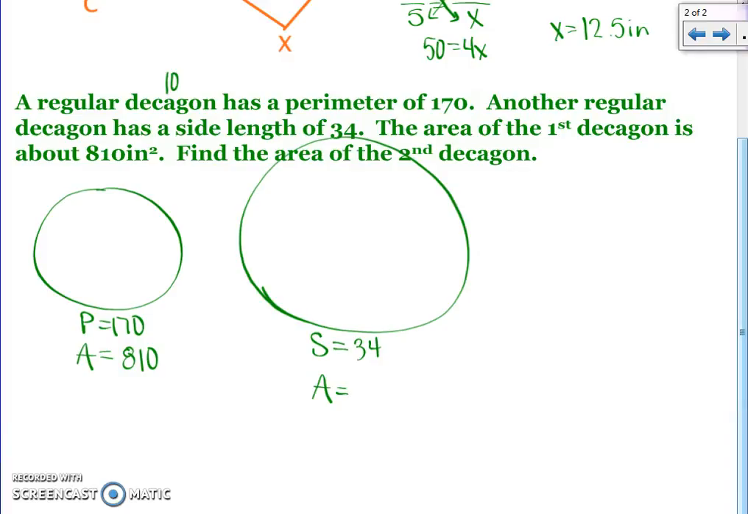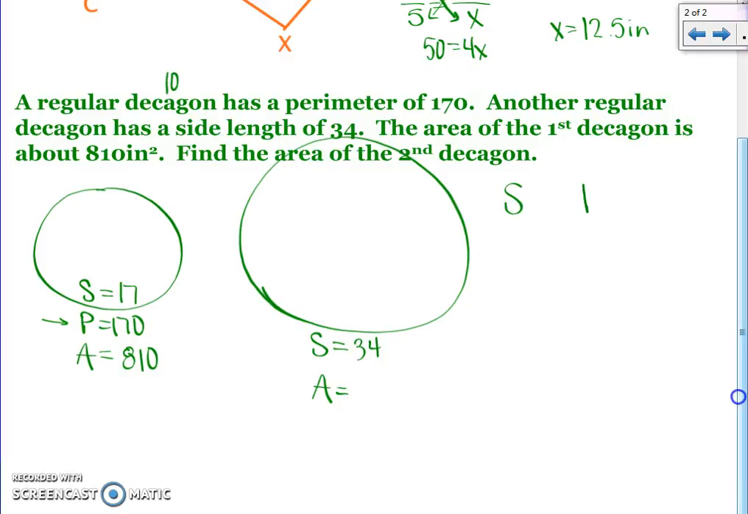Now here we don't have the same object. On every single problem we've seen so far, we have two sides, or two perimeters, or two areas. But we could easily find the same object on both of these, because if there's 10 sides on here, how long is each side? We know the perimeter is 170. We divide by 10. Each side is 17 over here. So now we have two sides that we can compare.